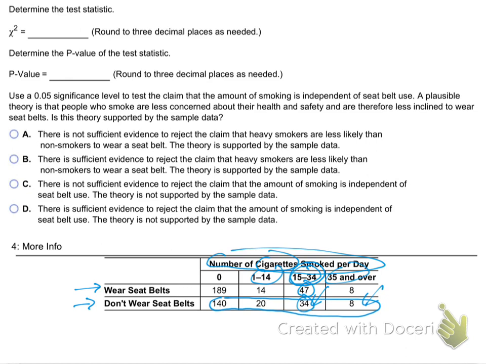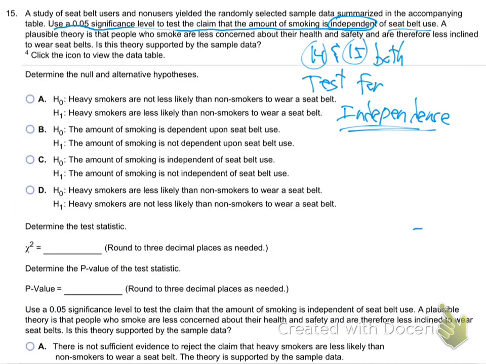So the question is basically, are this variable and that variable independent? Meaning, does the number of cigarettes smoked affect whether you wear your seatbelt or not? Or do they have nothing to do with each other? Independent would mean they're not related. In other words, how much you smoke has nothing to do with whether you wear your seatbelt or not. Or are they in no way related at all? They're independent. Okay, so this is a test for independence.